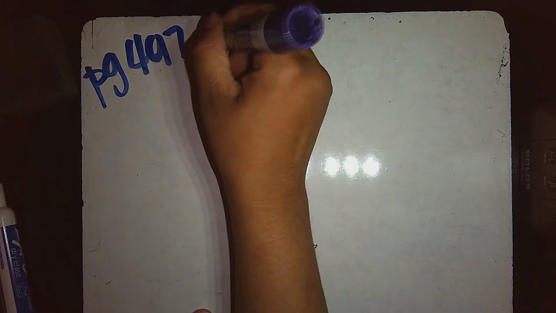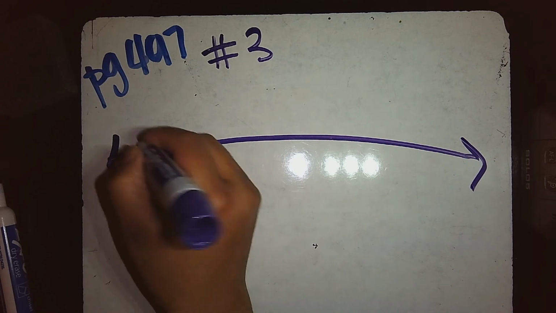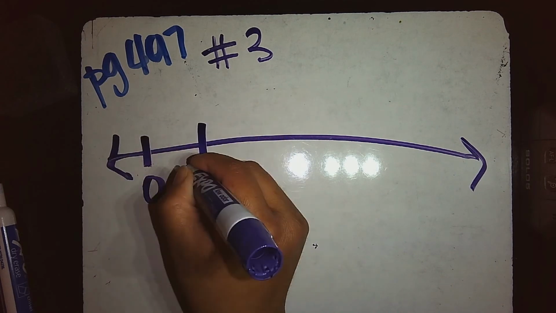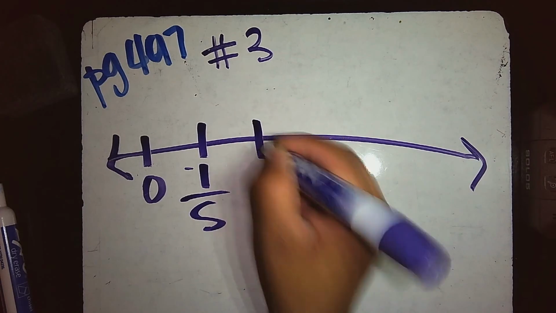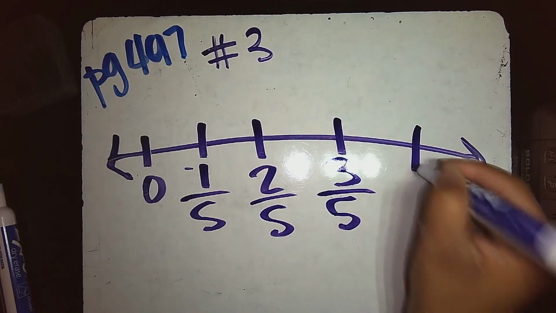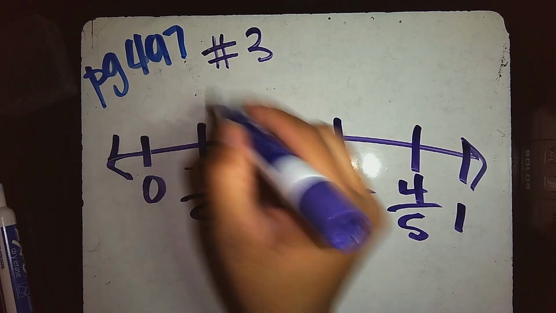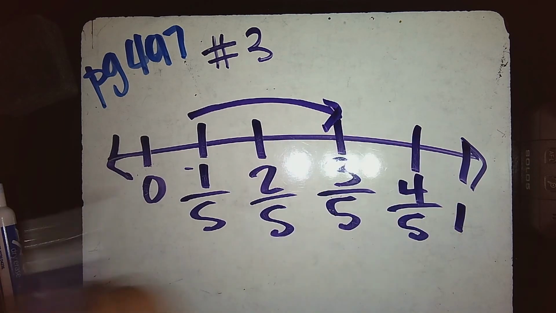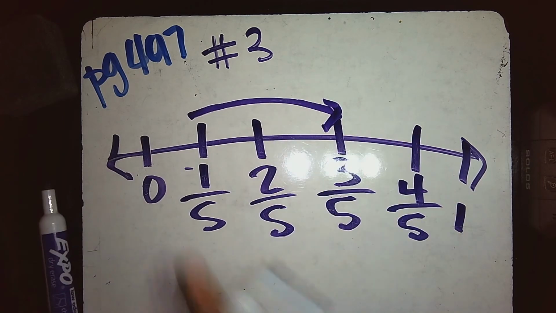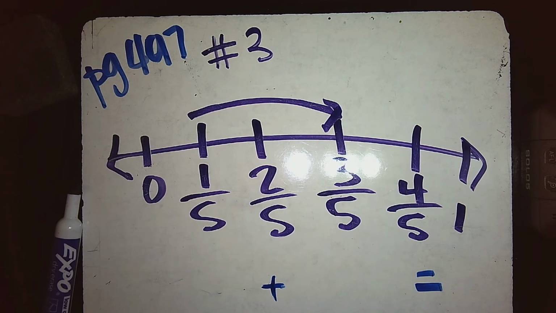Okay, then number 3. It asks, write the equation shown on each number line. So my number line looks like this. Getting it drawn on really quick. Okay, so then I have an arrow from here to here. What my number line is telling me is that I need to write an equation. So I am going to have fractions here, okay?